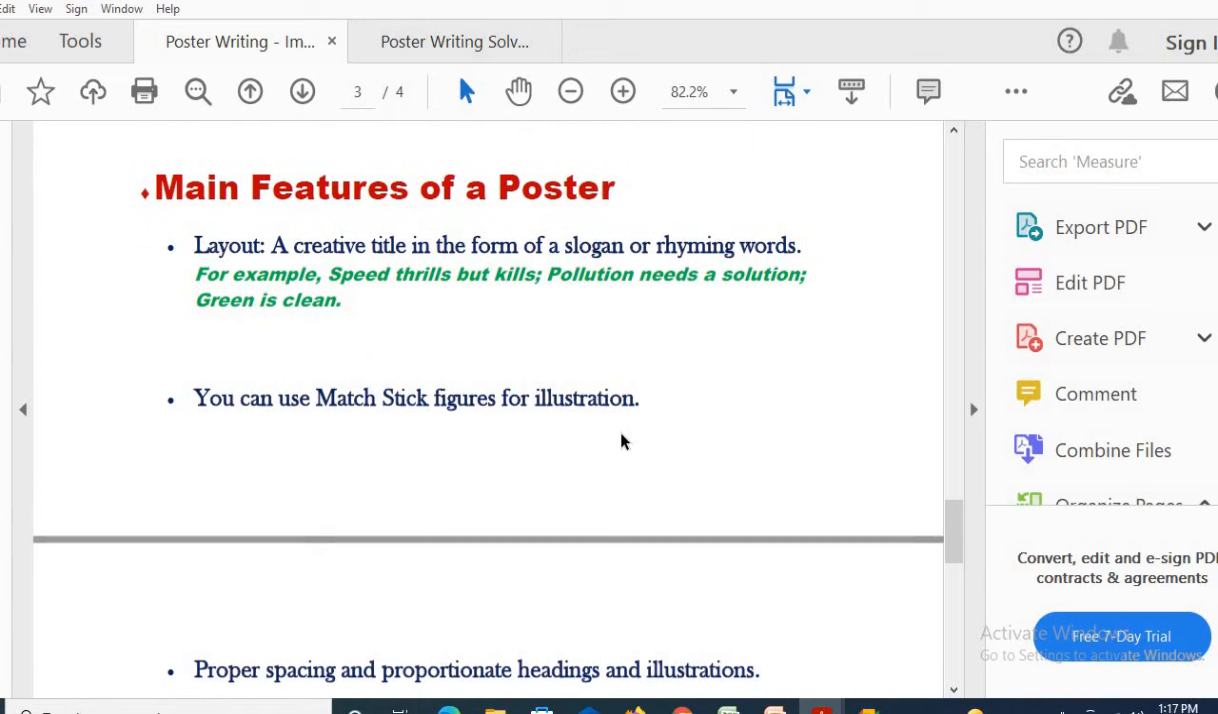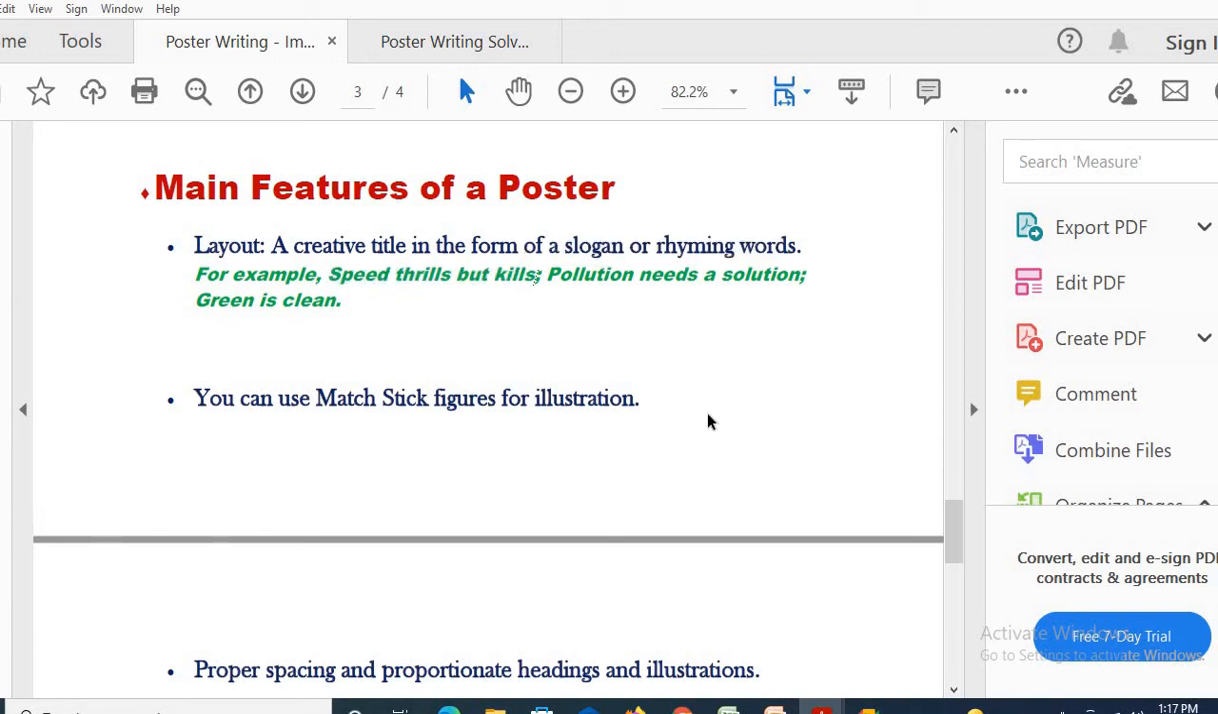Now, what are the main features? Suppose, how creative a title can be. Suppose you are writing about accidents, that accidents kill, it's dangerous, and obviously safe drive. You are writing on safe drive and on the negative impact of speed driving. In that case, see how attractive you can make a title or a slogan. Like this you can write: speed thrills but kills.